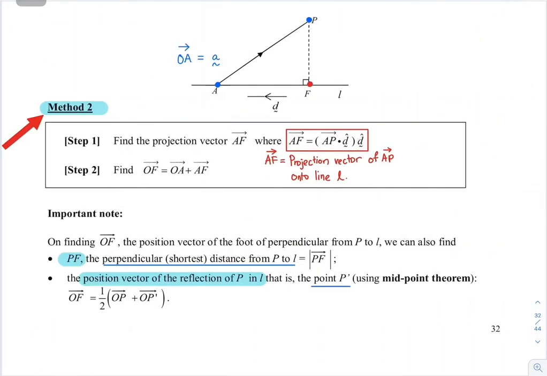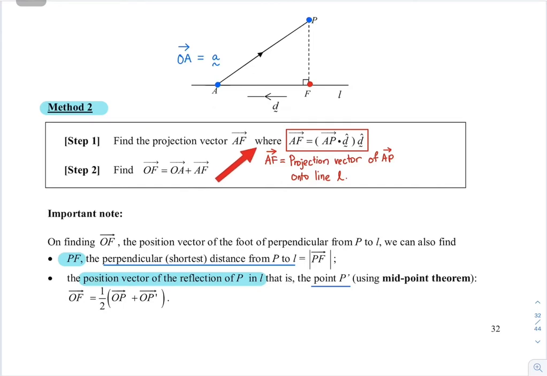Now in method number 2, if we are familiar with the projection vector as we have covered in vectors 1, method number 2 may be suitable. Now in step 1, we find the projection vector AF. Now the vector AF, as seen in the diagram, is the vector formed by joining the points A to F. Now the vector AF is actually the projection vector of the vector AP onto the line L.